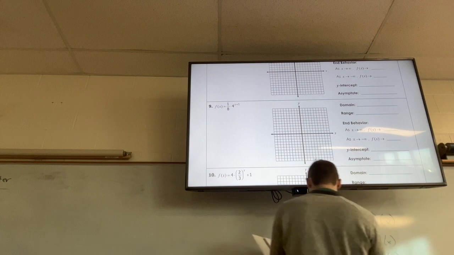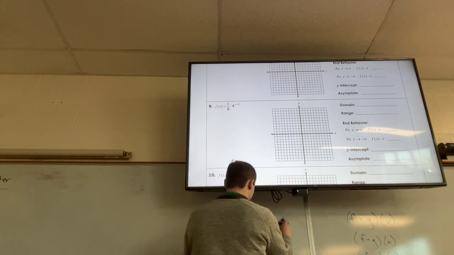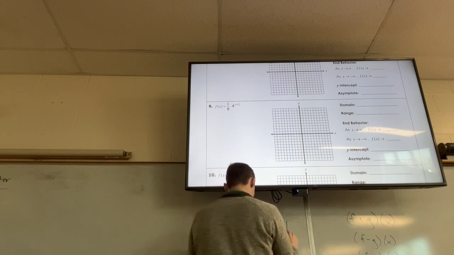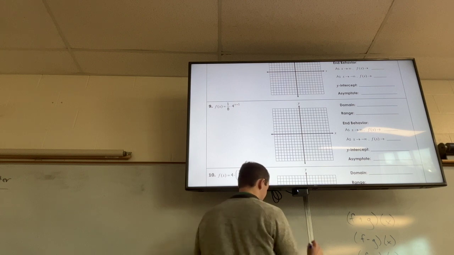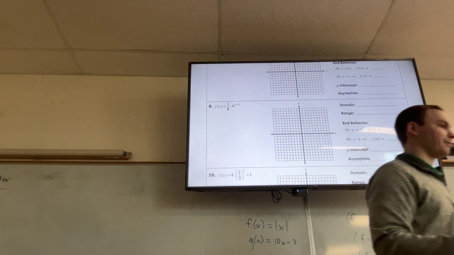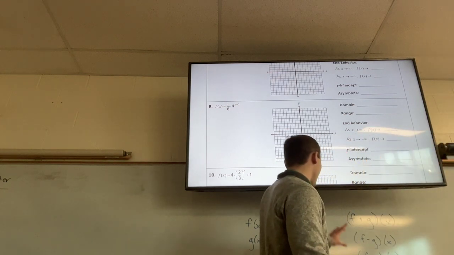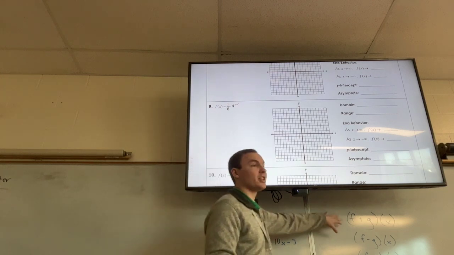Okay, so let's see. Ooh, here's a good one. Let's do f of x equals the absolute value of x, and g of x equals 10x minus 3. Are there answers? Or we're gonna do this together. Okay. So if this is f of x and this is g of x, how do I do f plus g of x?